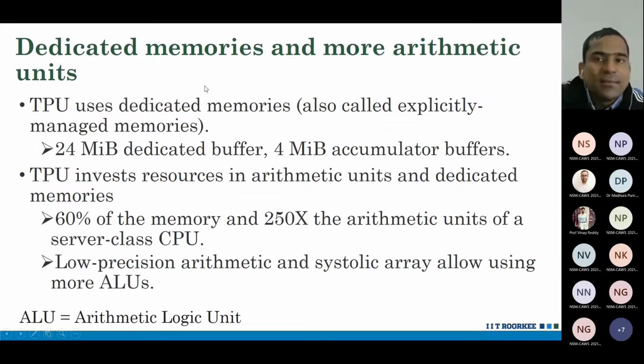Now TPU uses dedicated memory, also called explicitly managed memories. For example, here we have 24 megabyte of dedicated buffer and 4 megabyte of accumulator buffer. TPU invests resources and arithmetic units in dedicated memories. TPU has 60% of the memory and 250 times arithmetic units of a server class CPU. So this comparison is for a specific CPU, TPU version 1 compared to one specific CPU, not compared to any CPU. And what that CPU is, I will explain in the next slide.